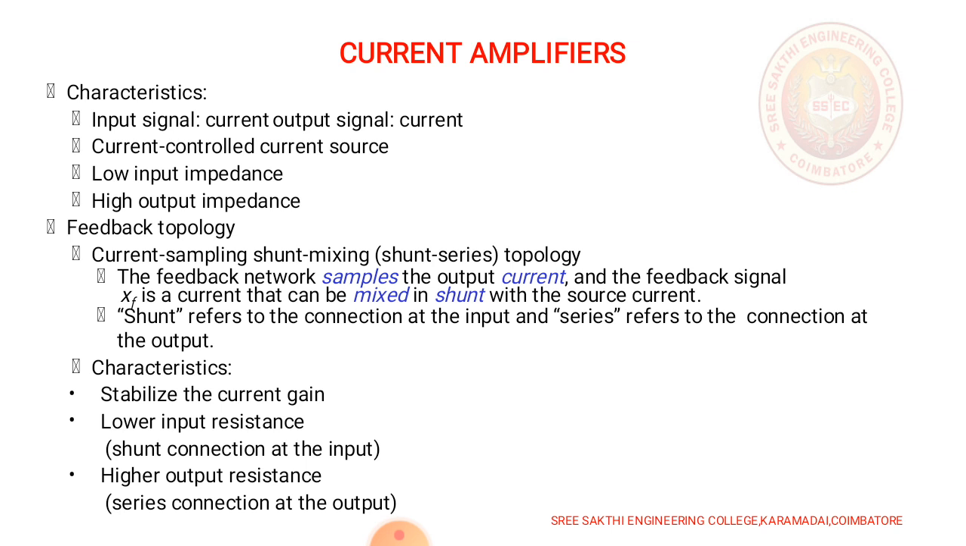Shunt series means shunt represents the connection at the input and series represents the connection at the output. The feedback network samples the output current and the feedback signal is the current that can be mixed in shunt with the source current. Shunt refers to the connection at the input and series refers to the connection at the output. This type of current amplifier stabilizes the current gain, lowers the input resistance and raises the output resistance.